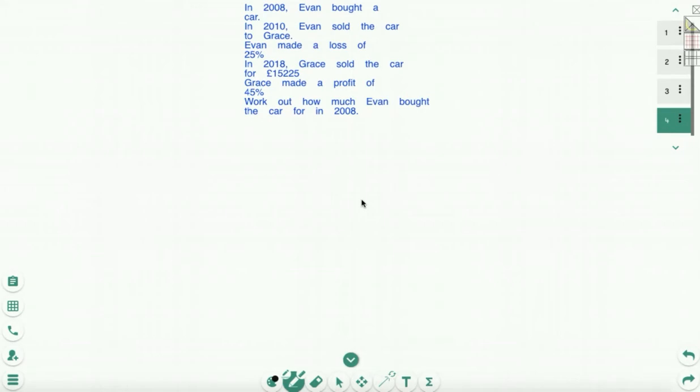Well, we know the price of the car in 2018, and we're trying to find the price of the car in 2008. So we're trying to find the original price of the car. So this is a reverse percentage problem because we're trying to find the before price.